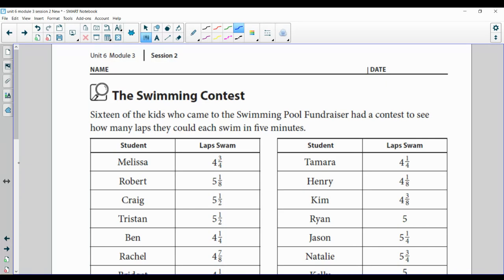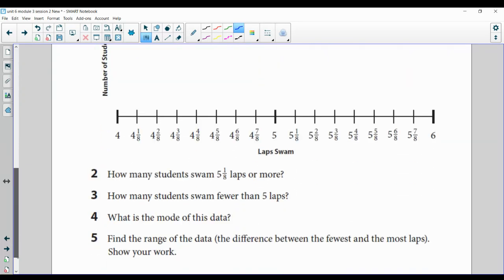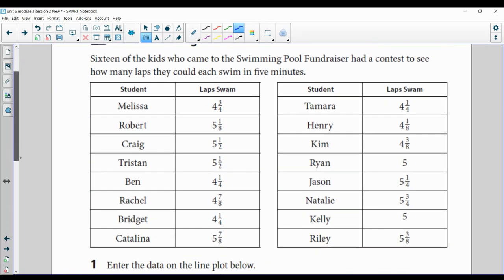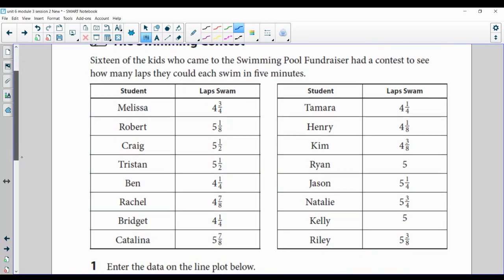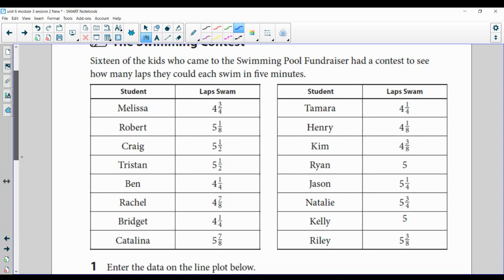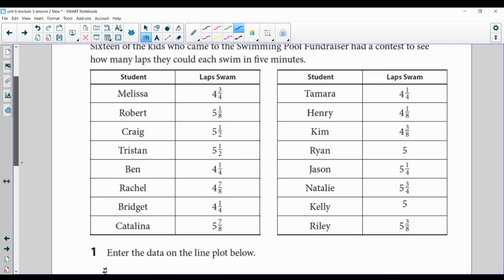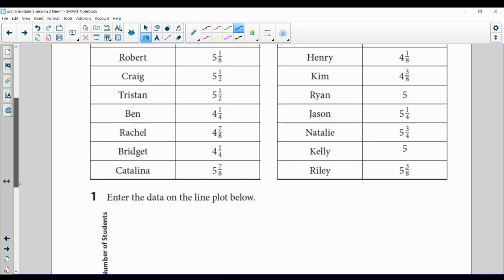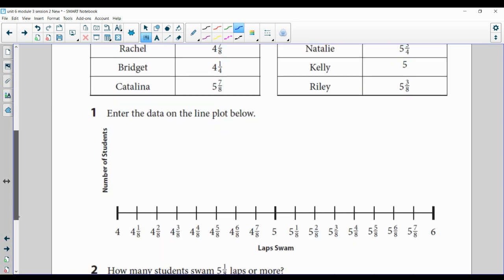All right, so here's your work for the day. And so once again, this is on page 239. With this, 16 of the kids who swam at the swimming pool fundraiser had a contest to see how many laps they could each swim in 5 minutes. So here's the kids' work, or what they swam. And then here's the line plot. Now, one of the big things you want to do when you first look at your line plot is see if they filled out the numbers on the bottom here. Okay, this time they filled them out for you. And I want you to notice the value.